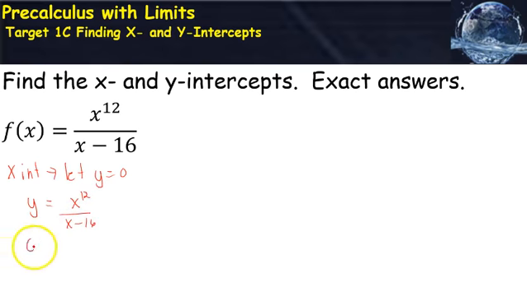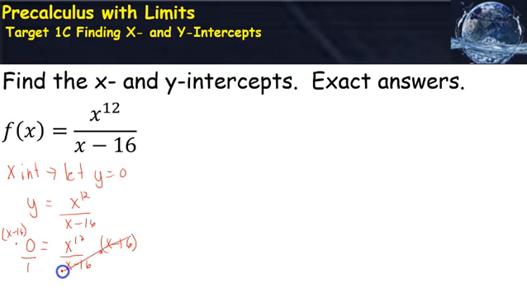And I'm going to replace the y with 0. So x to the 12th over x minus 16. And I'm going to put this over 1, so it looks like a fraction. Now I need to move this to the other side. So this is dividing by x minus 16. So I'm going to do the opposite of dividing by x minus 16. I'm going to multiply by x minus 16 on both sides here.